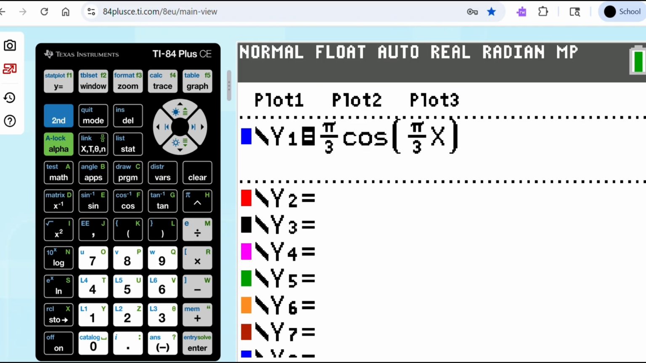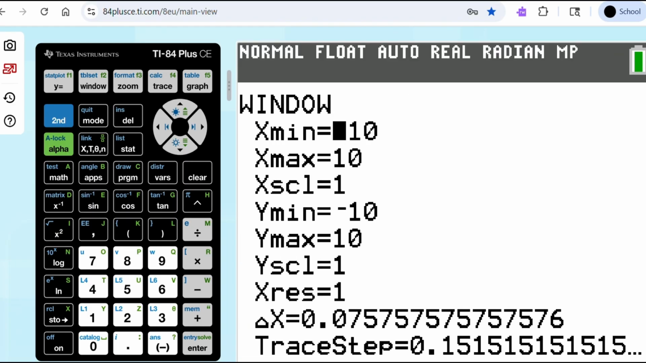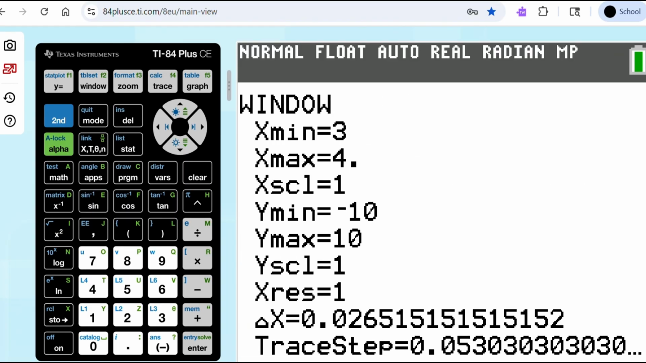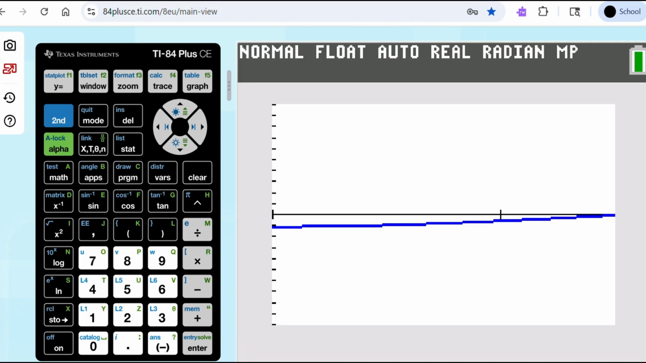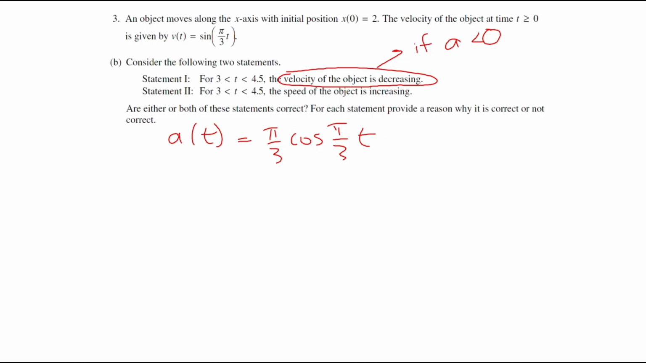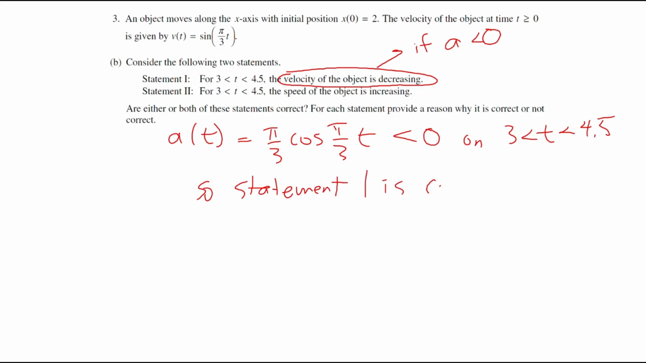And we can just graph that on the window that we're interested in. So we'll hit window, and the x minimum is going to be 3 and our x maximum is 4.5, because that's the interval it's talking about. And I'll just hit graph from there. We can see that it sure looks like the acceleration is negative on that entire interval. And since the acceleration is negative, then it must be true that the velocity is decreasing. So we'll say this is less than 0 on 3 to 4.5. So statement 1 is correct.